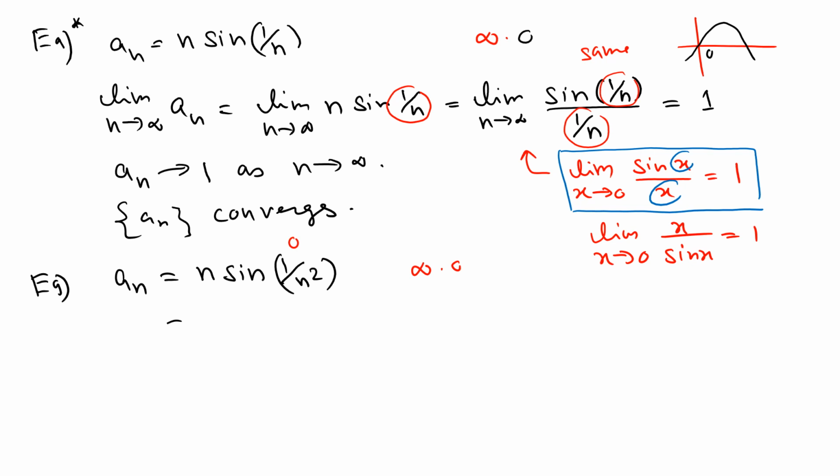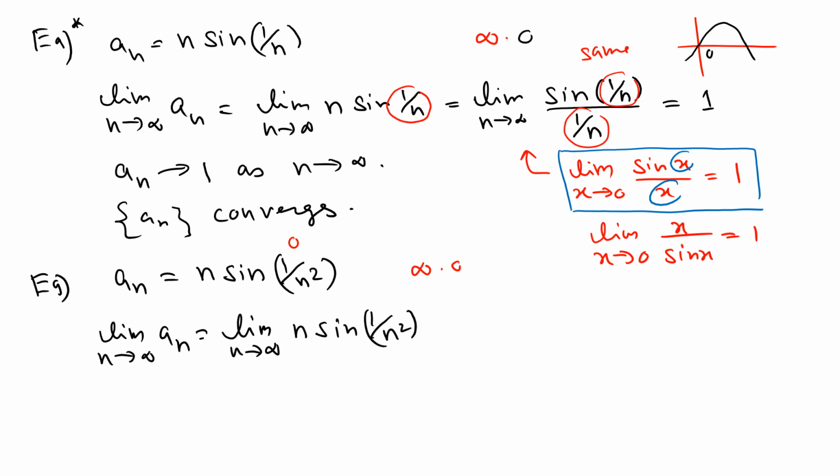So what we can do is, I'm going to write the problem here. What we try to do is find the limit as n goes to infinity. That's the only test we do. So it's the limit as n goes to infinity of n sine 1 over n squared, which is inside.